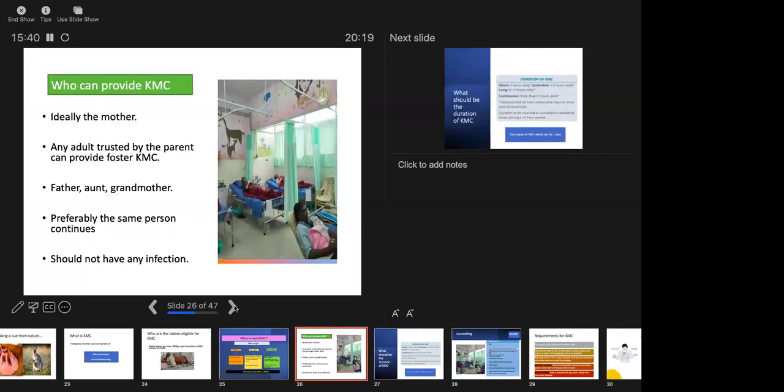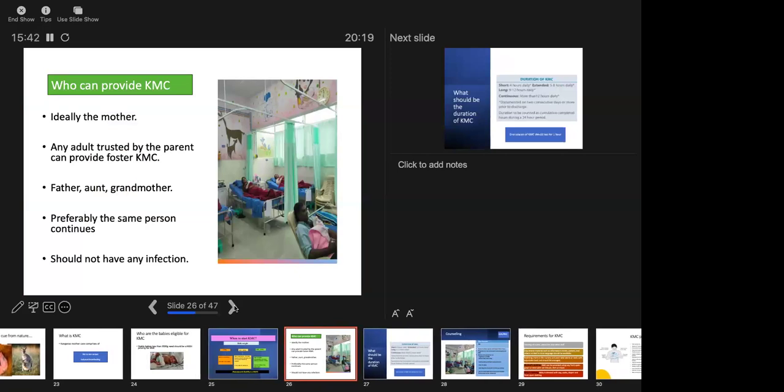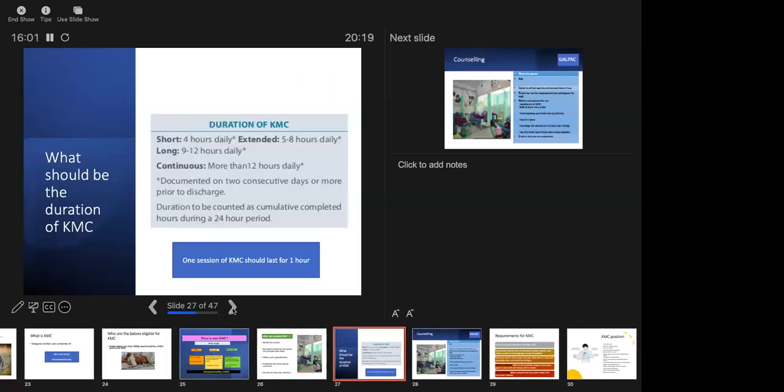Who can provide KMC? The ideal person to provide KMC is the mother. But if the mother is not available, any trusted adult chosen by the parent can give foster KMC. It can be the father, an aunt, or a grandmother also. It has to be ensured that the same person continues KMC, and the person should not have any infection if they are providing KMC.